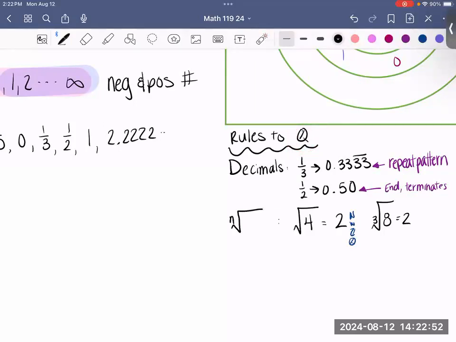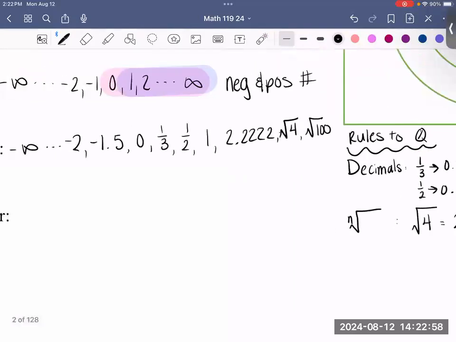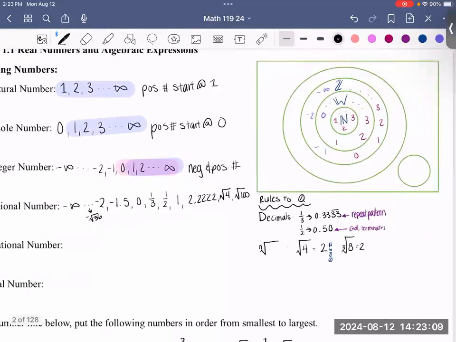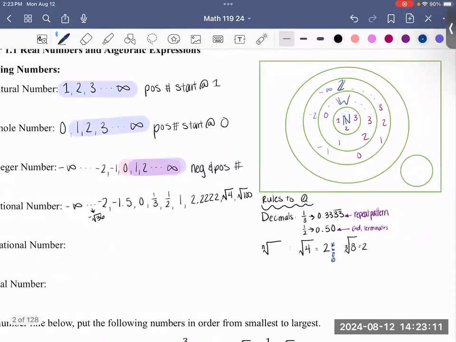So I might tack on an extra one over here, perhaps the square root of 4, or the square root of 100. Whether that be positive or negative over here, we can maybe add negative square root 36, which is just another way to say -6. So this is where we can add in a few more extra values.